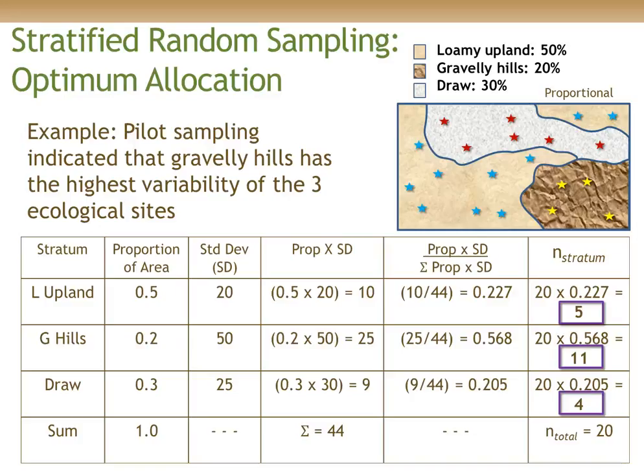With gravelly hills, however, because that area is more variable, we need to increase the number of units in gravelly hills. So instead of having 4 units that we had with proportional allocation, we now would allocate 11 units in the gravelly hills. And that's simply so that we can get a more precise estimate of the variable of interest. So this is a far more efficient approach to using stratified random sampling.